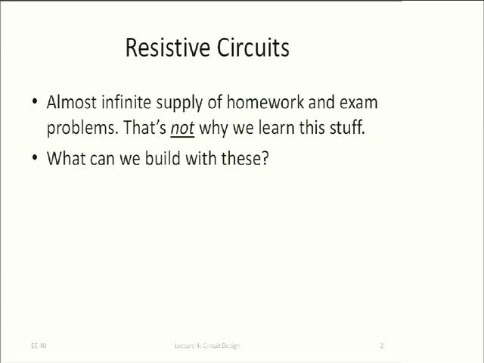Okay, so resistive circuits, we did plenty of them in class, in homeworks and so on, but what can we actually do with them? So here are some interesting things that we could try to build.